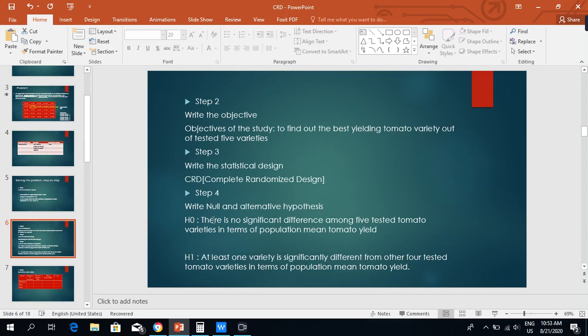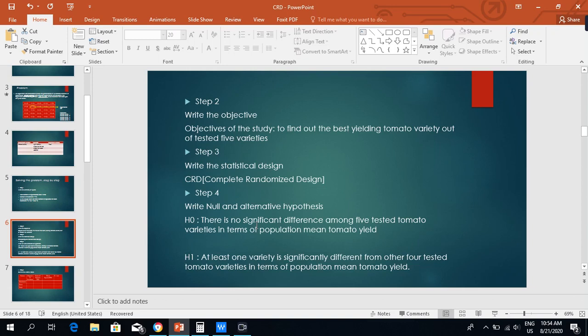In step 4, you should write the null and alternative hypothesis. According to this problem, our null hypothesis: there is no significant difference among 5 tested tomato varieties in terms of population mean tomato yield. And our alternative hypothesis: at least one variety is significantly different from the other 4 tested tomato varieties in terms of population mean tomato yield. You can use this same structure for every CRD problem, but you should adjust the statement according to the problem.